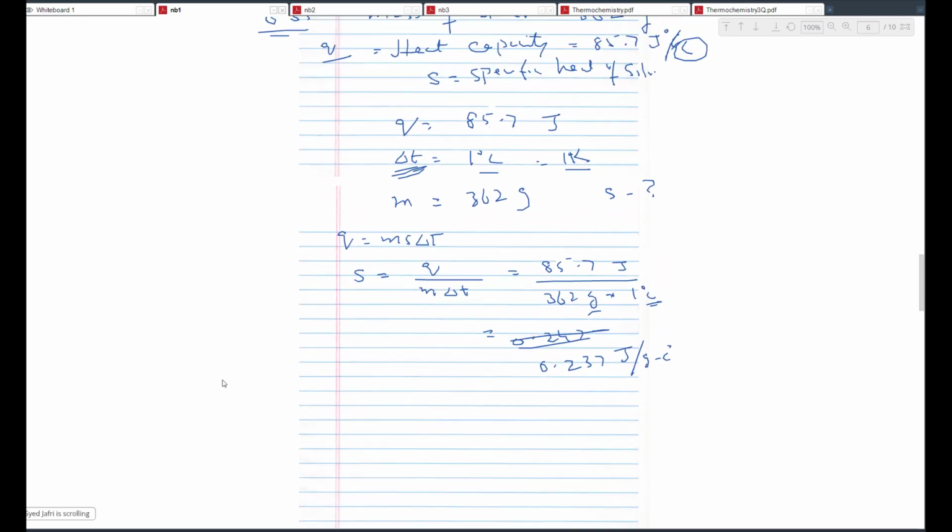And we can also do this even without using the formula. I can go step by step and I can get the same unit. Look, I'm going without the formula: 85.7 joules. They are saying for how many grams? For 362 grams, right? And per Celsius. I'm going to write per Celsius. Now they're asking per gram. So for the specific heat, you can just divide by that, and that's it. You can write for 1 gram, and you will get the same thing. But that's better, you can do it like this.